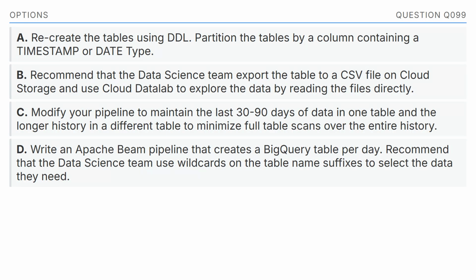The options are: Option A, recreate the tables using DDL. Partition the tables by a column containing a timestamp or date type. Option B, recommend that the data science team export the table to a CSV file on Cloud Storage and use Cloud Datalab to explore the data by reading the files directly. Option C, modify your pipeline to maintain the last 30 to 90 days of data in one table and the longer history in a different table to minimize full table scans over the entire history. Option D, write an Apache Beam pipeline that creates a BigQuery table per day. Recommend that the data science team use wildcards on the table name suffixes to select the data they need.